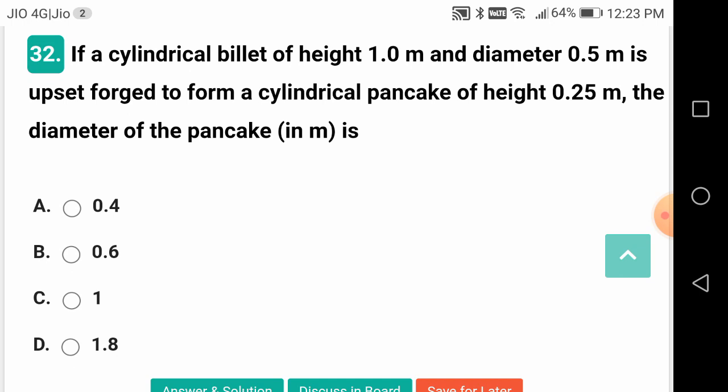Right. So 0.5 square into 1 is equal to 0.25 into, so you will get 1.